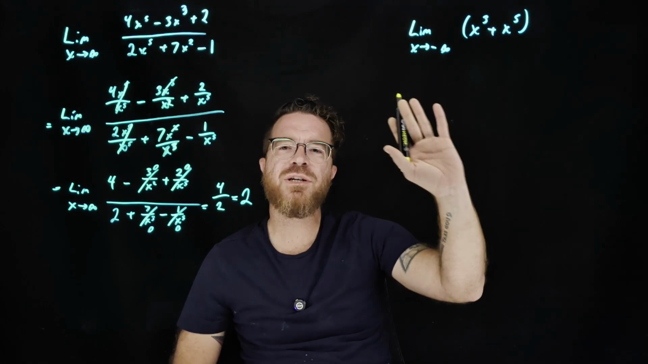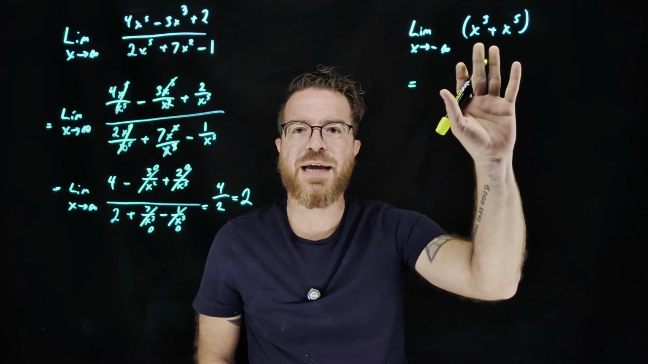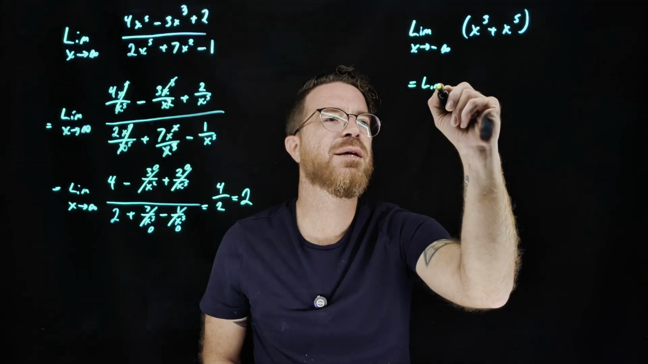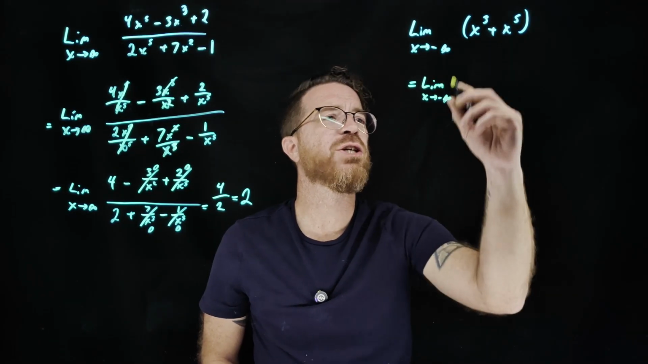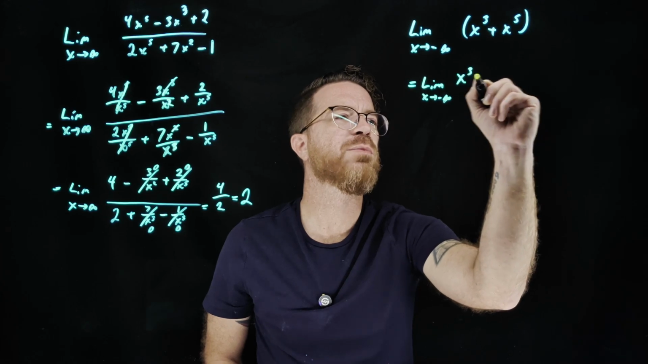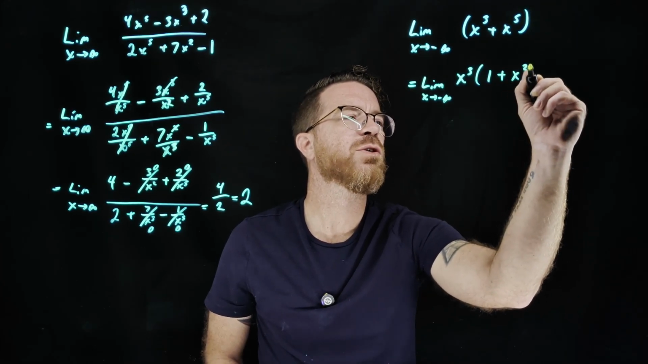So what we're going to do is change it a little bit, where we're going to pull out the highest x power. So this is going to be the limit as x approaches negative infinity, and I'm going to pull x cubed out of this. So we have x cubed times 1 plus x squared.